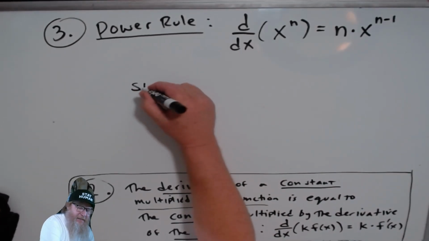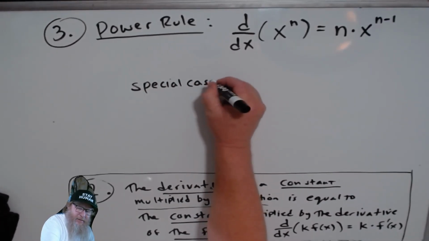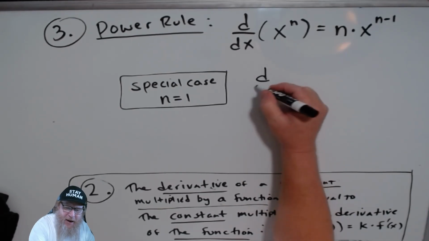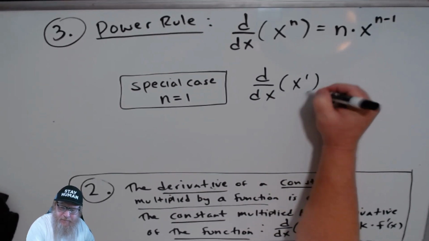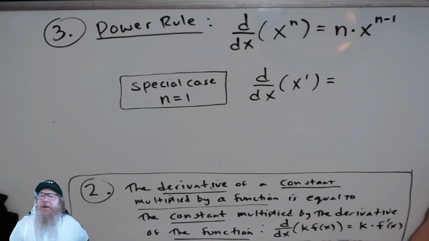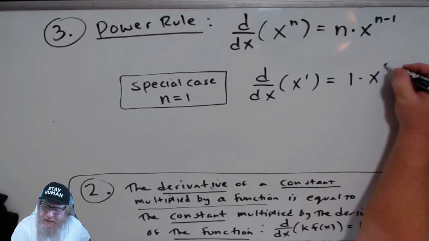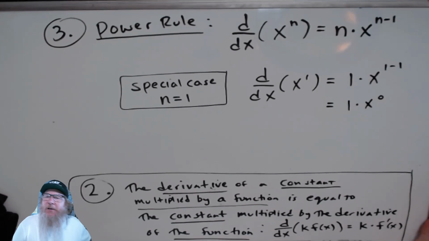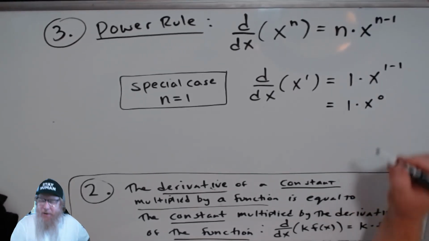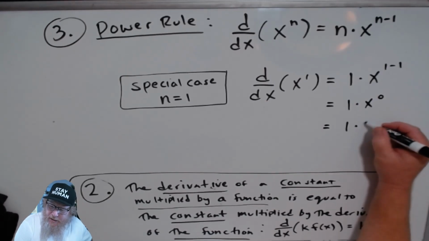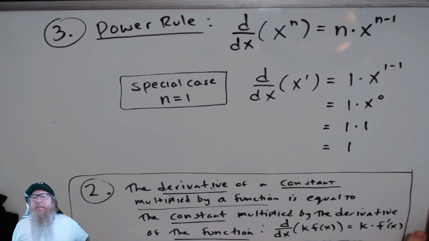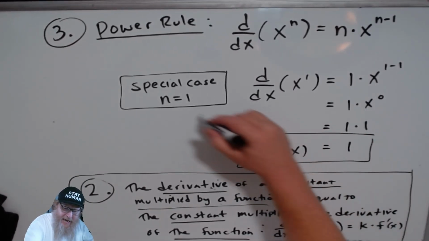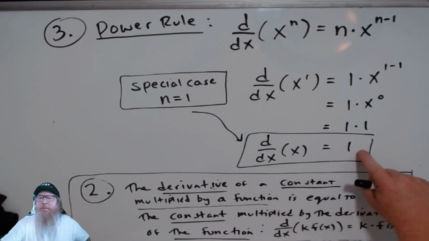And there's a special case that we should probably memorize. n equals 1. In the case that the power is 1, the derivative would be 1 times x to the 1 minus 1, which would be 1 times x to the 0. This is the one you want to memorize, which would just be 1 times 1, which would be 1. So in other words, the derivative of just x all by itself would just be 1.